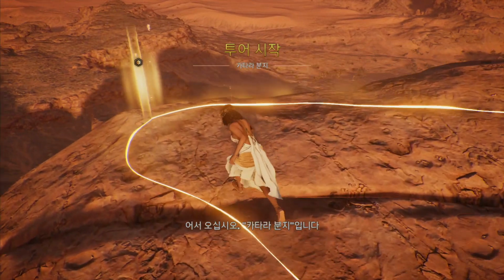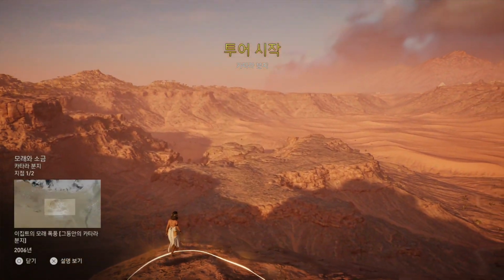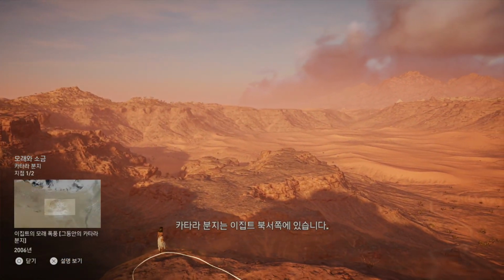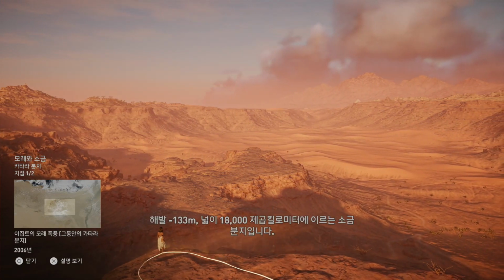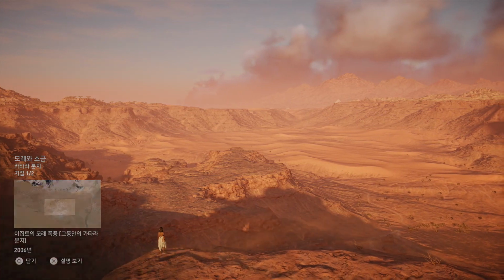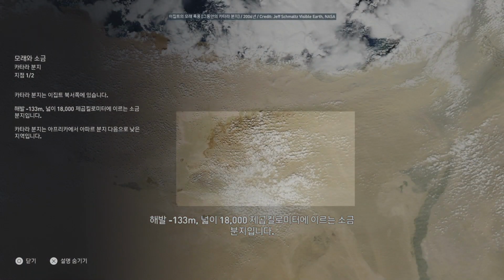Welcome to the Katara Depression. The Katara Depression is located in the northwest part of Egypt. Reaching 18,000 square kilometers, the basin is 133 meters below sea level and covered with salt. It is the second lowest point in Africa, after the Afar Depression.